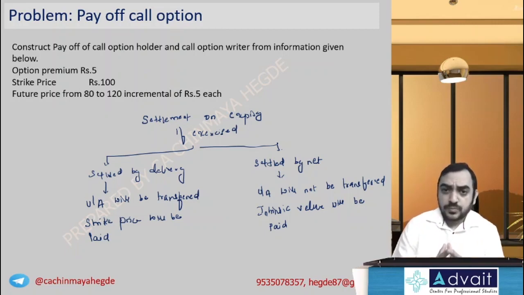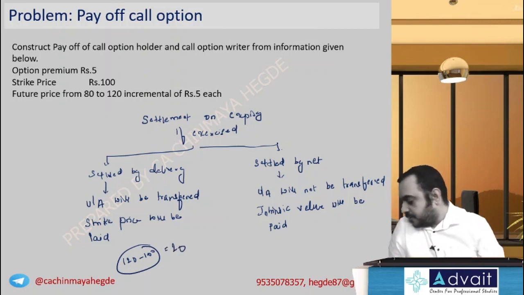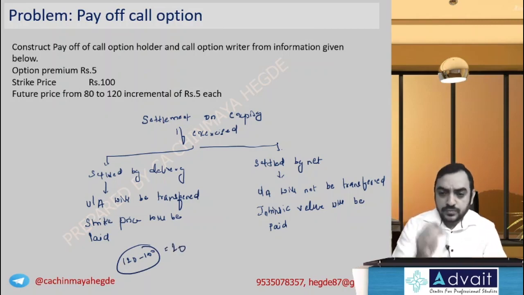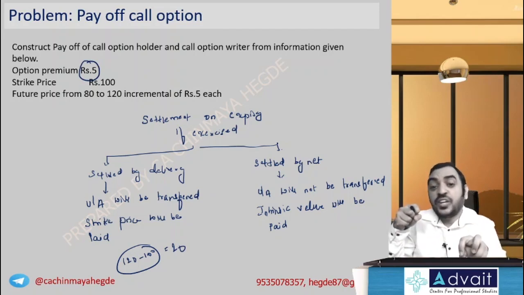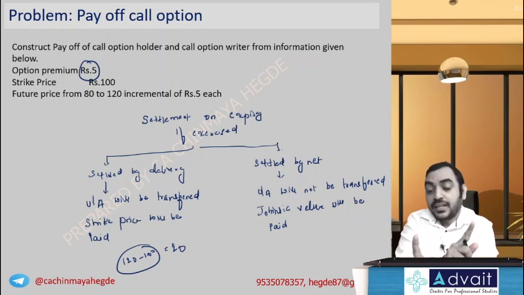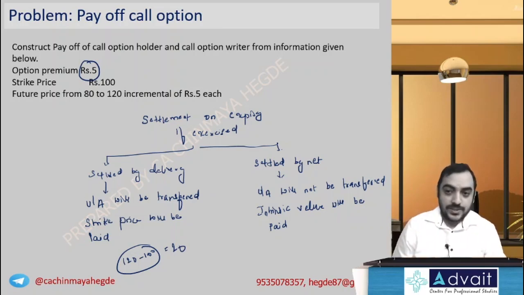Okay, so whatever happens for the call option holder, the opposite happens for the writer. In this example we're discussing, 120 rupees minus 100, so the intrinsic value was 20 rupees. But you already paid a premium of 5 rupees at the beginning, at the time of entering into the contract. So the holder paid a price of 5 rupees. Now he gets a benefit of 20 rupees. Net profit, or payoff, is 15 rupees.